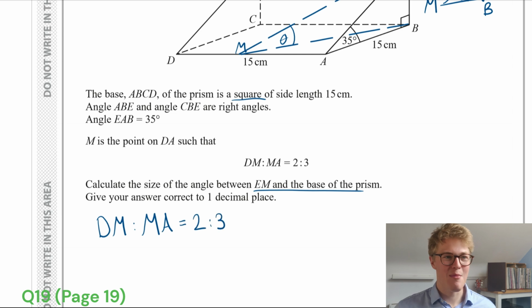So the ratio of DM to MA is 2 to 3. 2 plus 3 is 5, and 15 divided by 5 is 3.